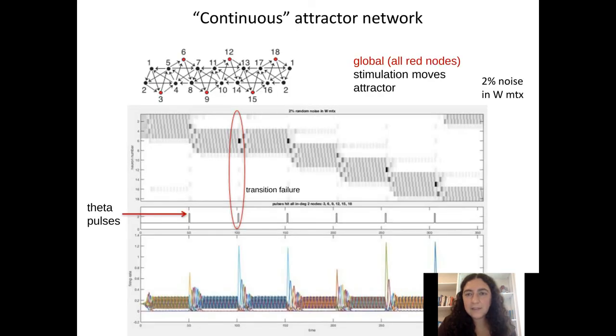Okay, and you can even add some noise to the matrix, and you can see that the noise can cause some failures of transitions, but overall it's quite robust. And so again, you have these global theta pulses that can move you from one attractor to the next, even though the external pulse knows nothing about the current position of the network activity within the family of attractors.